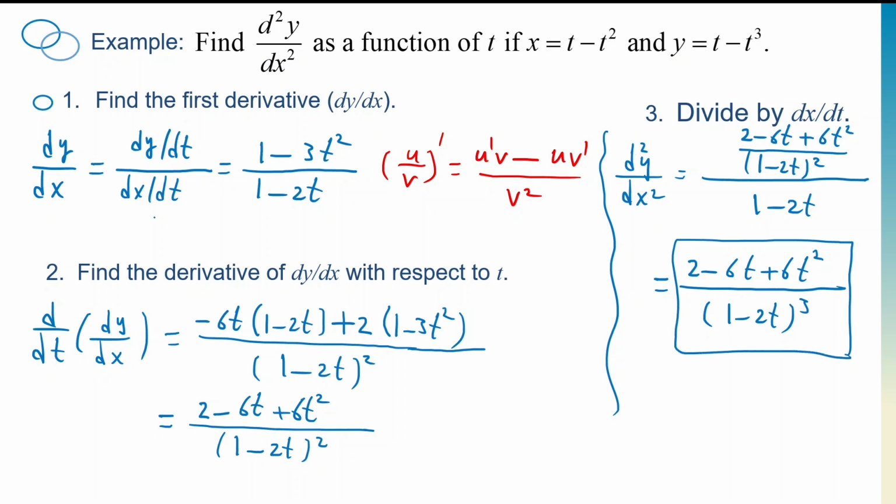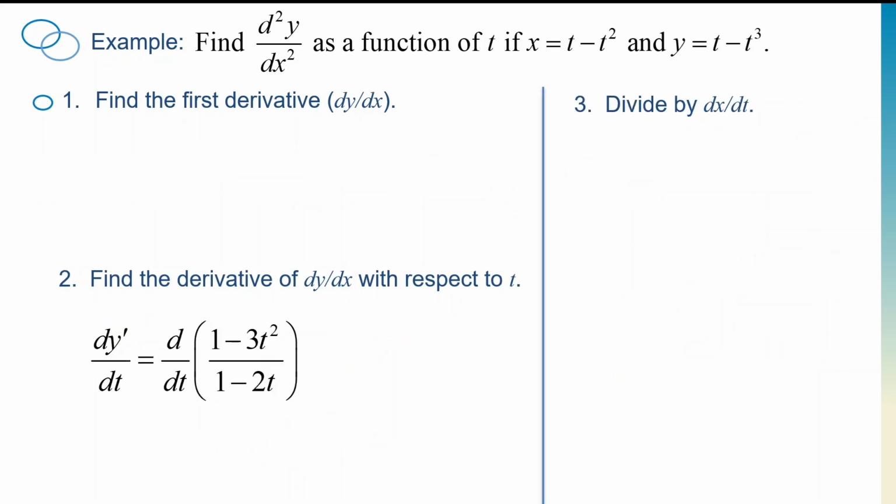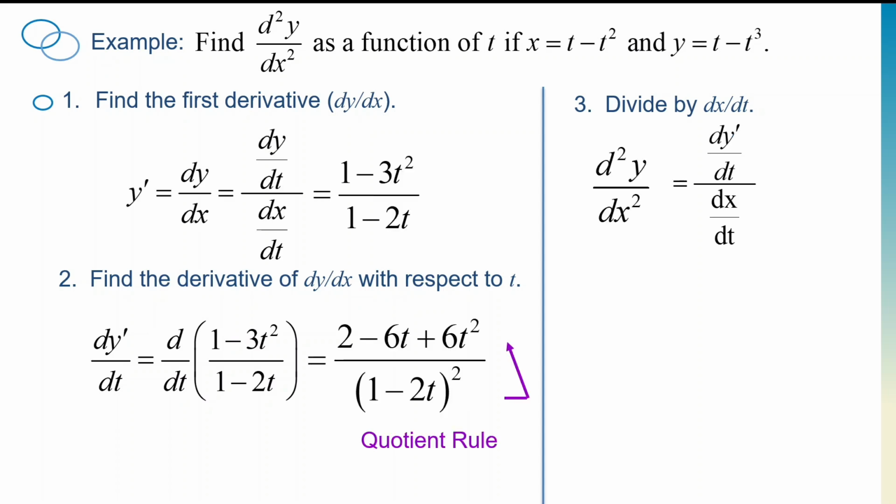So as you see, we went through 3 steps. First step, first derivative normally. Then for the first derivative, I apply the derivative rules to find the derivative with respect to t. Last step, whatever I have from step number 2, I divide it again by dx over dt. Okay, let's try one extra question on the second derivative. I need to find the second derivative.